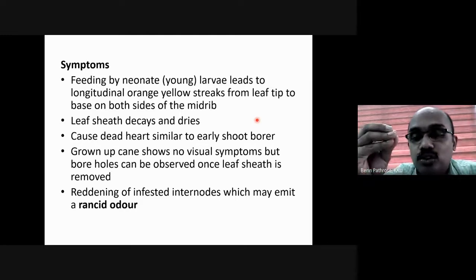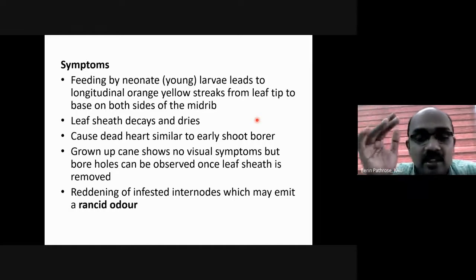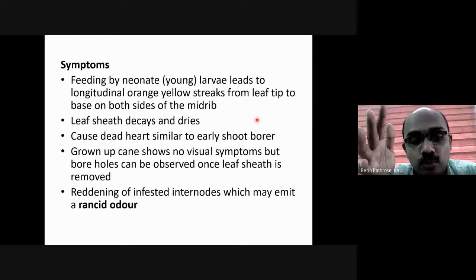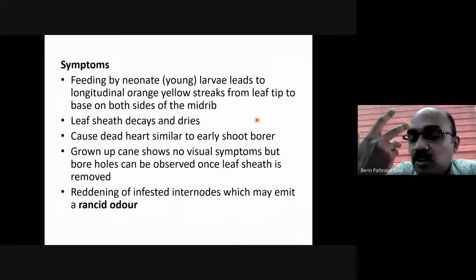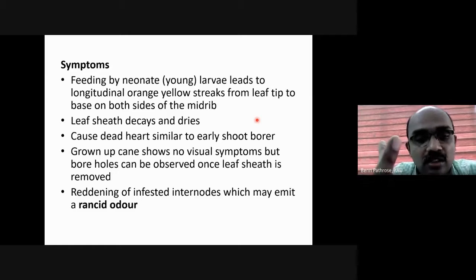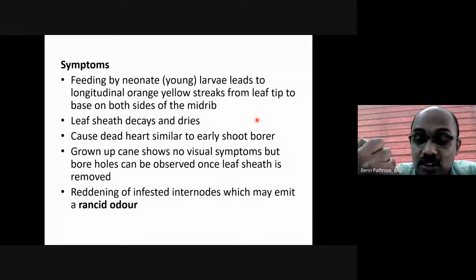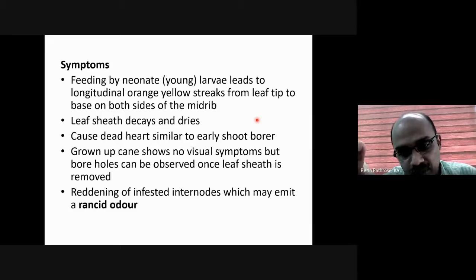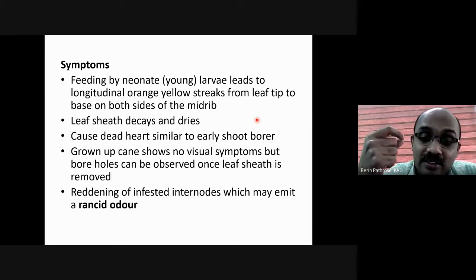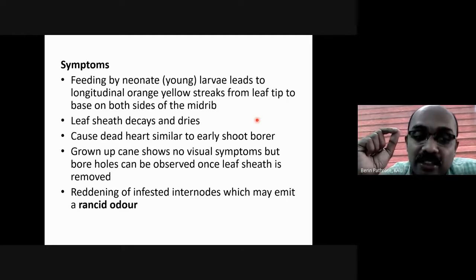And we can also see dead heart, which is similar to early shoot borer. So again there is a dead heart, but almost similar to early shoot borer. In fully grown canes, we won't see much of the dead heart symptom. There won't be any visual symptom except for the bore holes if the leaf sheath is removed. And because of the boring of the larvae inside the stem, there will be reddening and it will emit a rancid odor.